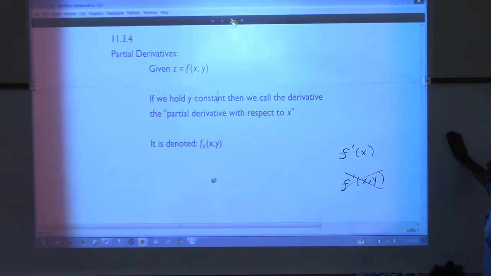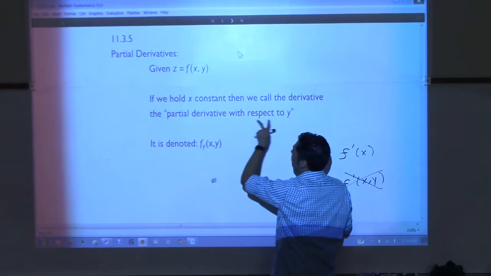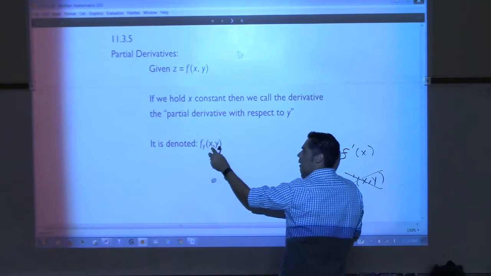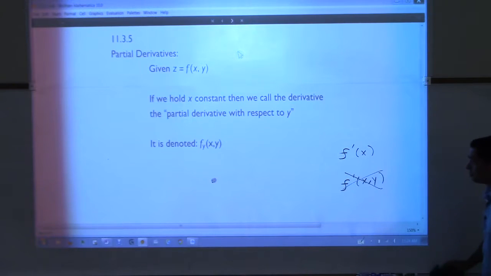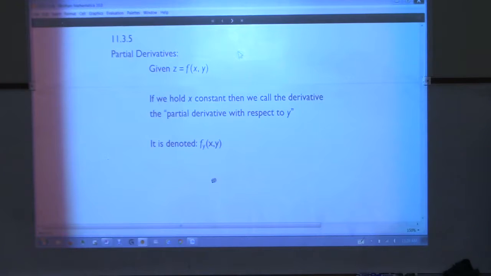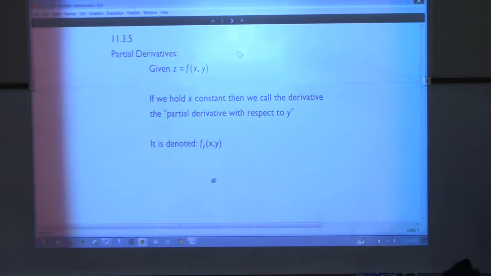And then similarly, if you decide to hold the x constant, then we call it the partial derivative with respect to y, and we denote it with f subscript y. No primes. Nope. No primes. Student: Is that the notation that we're going to have to use? Or can we use the others? I'm going to bring up in just a second all the different notations that you could possibly see. And I'll use this notation. That's the one that I will use.